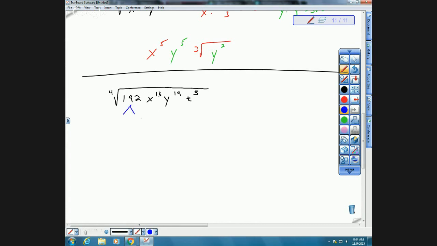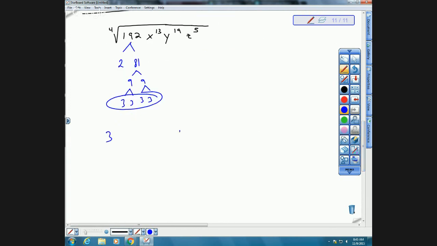All right, so here you have the 4th root. So the 4th root of 192, if you divide that by 2, you get 81. 81 you can divide by 9. So you have 4 3s that break out. And you have a 2 that doesn't have any friends that stays in. So it takes 4 of them to break out.